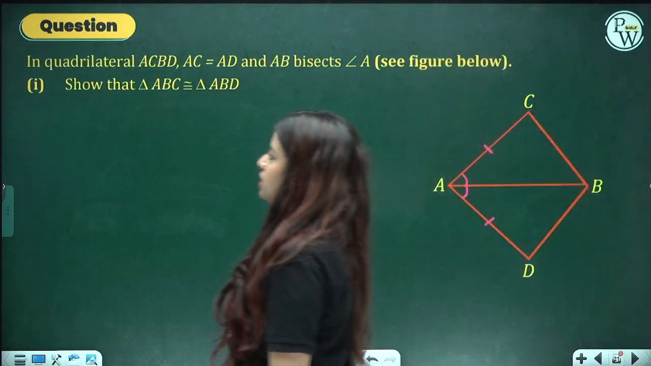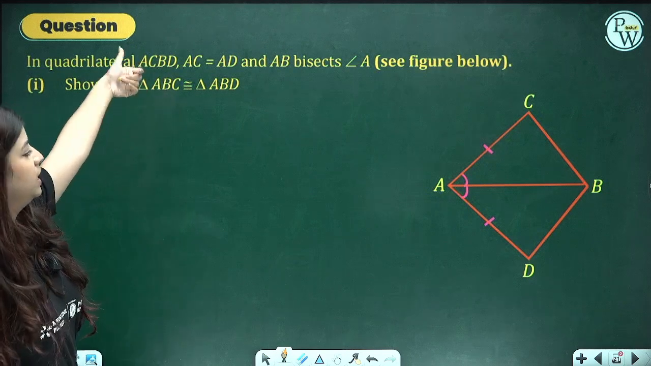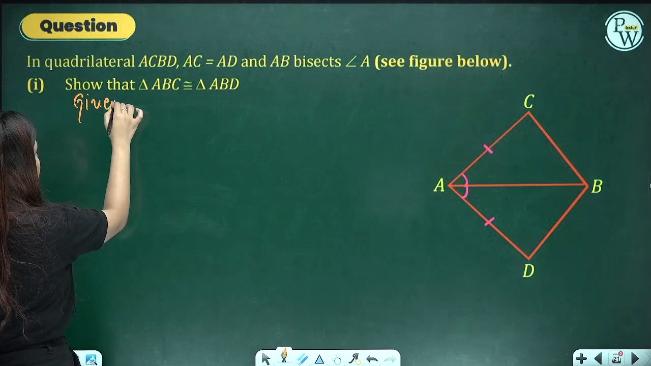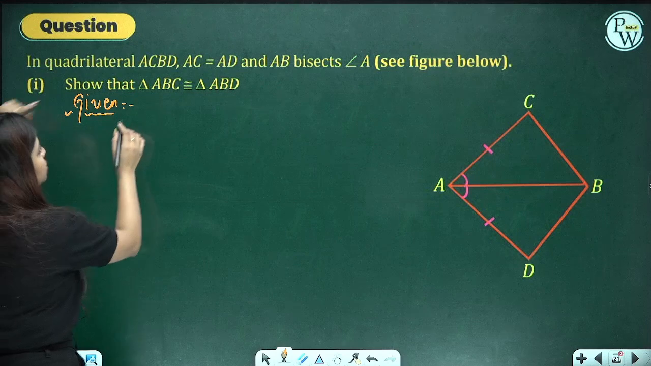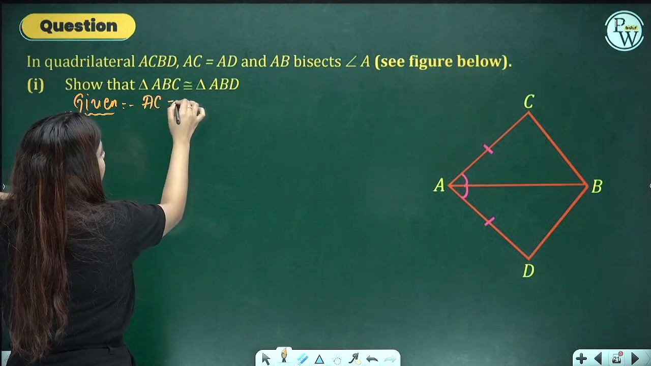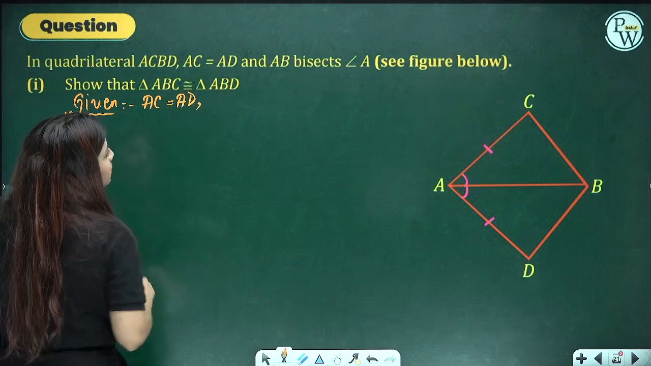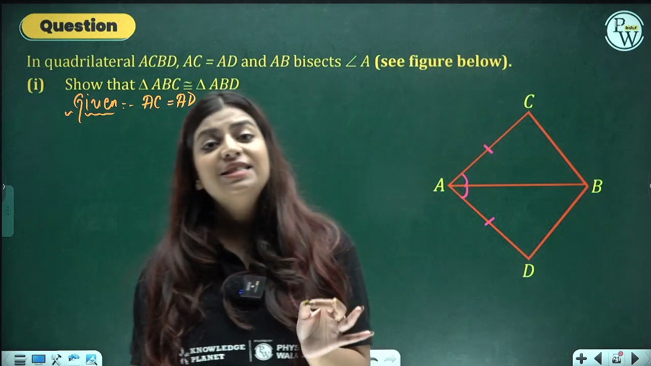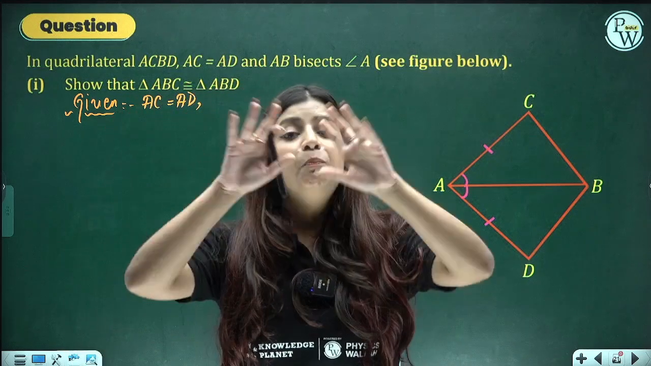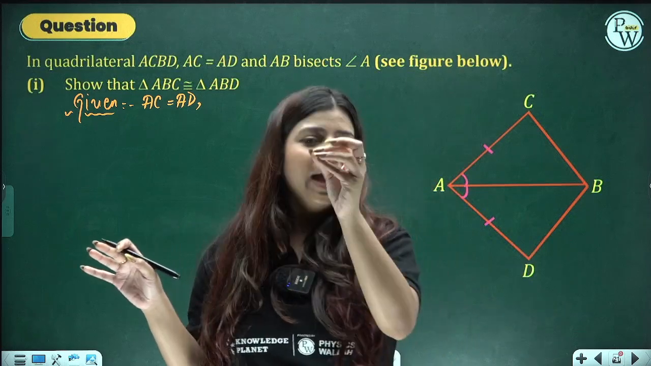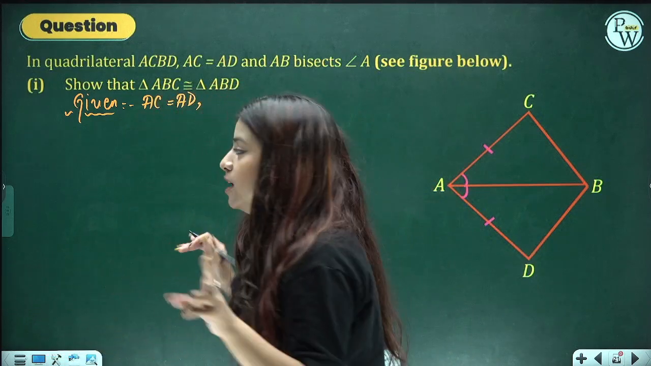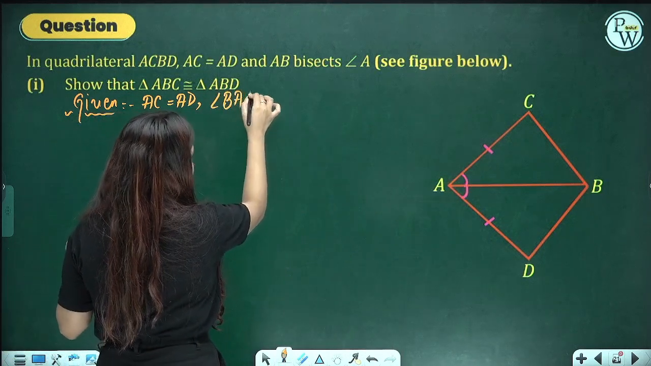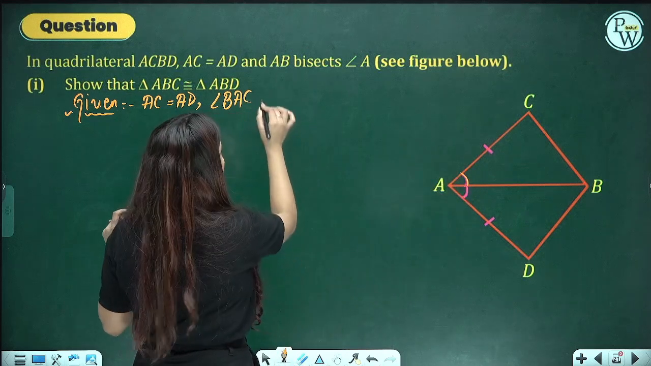Now in this question, it is said that in quadrilateral ABCD, AC is equal to AD. First of all, let's start writing what is given to us. We are given that AC is equal to AD. AB bisects angle A. I hope you're aware of what the word bisects means. Bisects means splitting a particular line or angle into two equal parts. So if AB bisects angle A, angle BAC, that is this part, is equal to angle BAD.